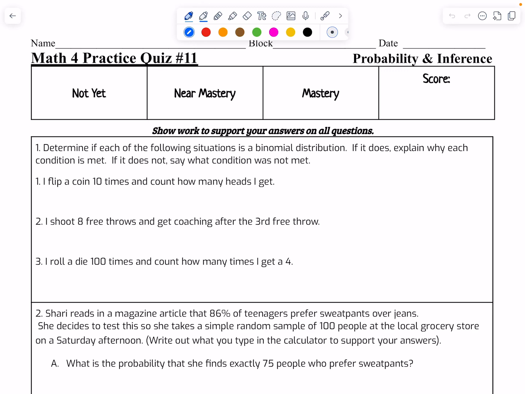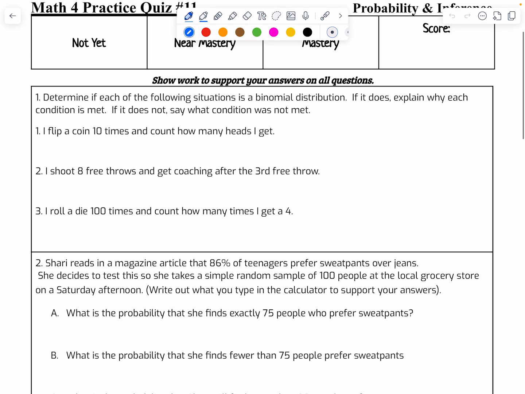Let's take a look at practice quiz number 11 on probability and inference. So number 1 says determine if each of the following situations is a binomial distribution, and if it does follow a binomial distribution, explain why each condition is met, and if it does not, say why each condition was not met.